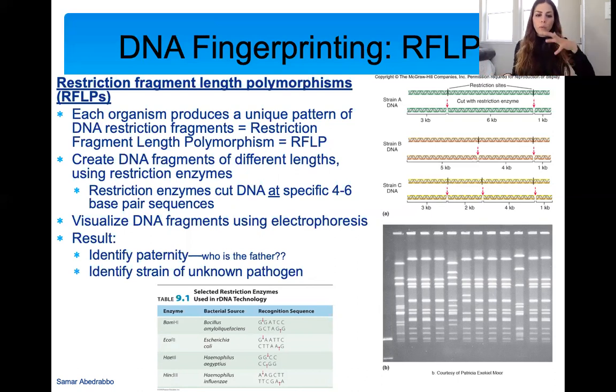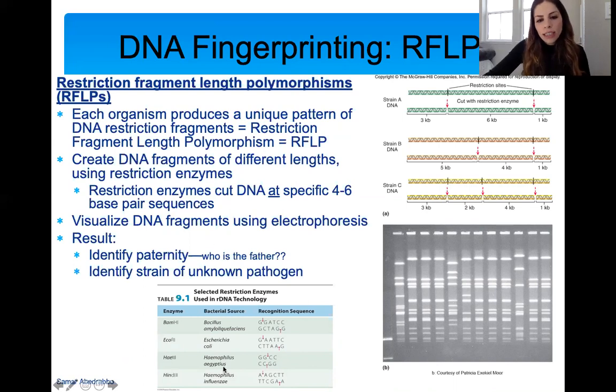So if I have one bacteria here and another bacteria here, they have different DNA sequences. If I add restriction enzymes to this organism and restriction enzymes to this organism, and the restriction enzymes cut DNA at specific sequences, I'm going to see different fragments in this organism than this organism. Then you can compare those DNA fragments to known fragments and figure out, oh, this was E. coli and this organism was streptococcus that causes strep throat, for example. And we can visualize DNA using electrophoresis, which is how we visualize the different fragments after we've cut the DNA. So with RFLPs, you can identify paternity, who is the father. You can identify the strain of an unknown pathogen.